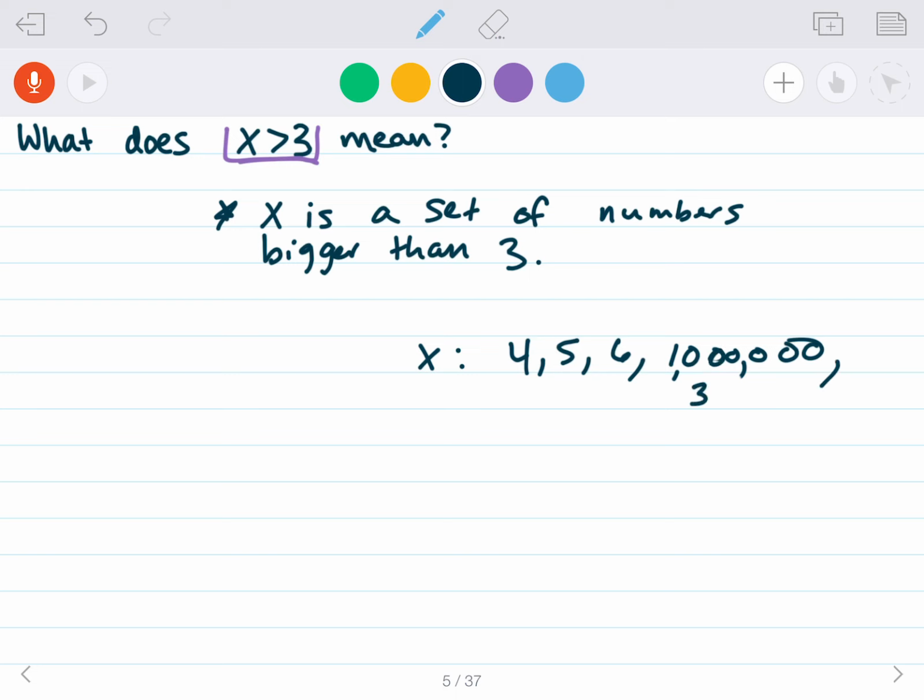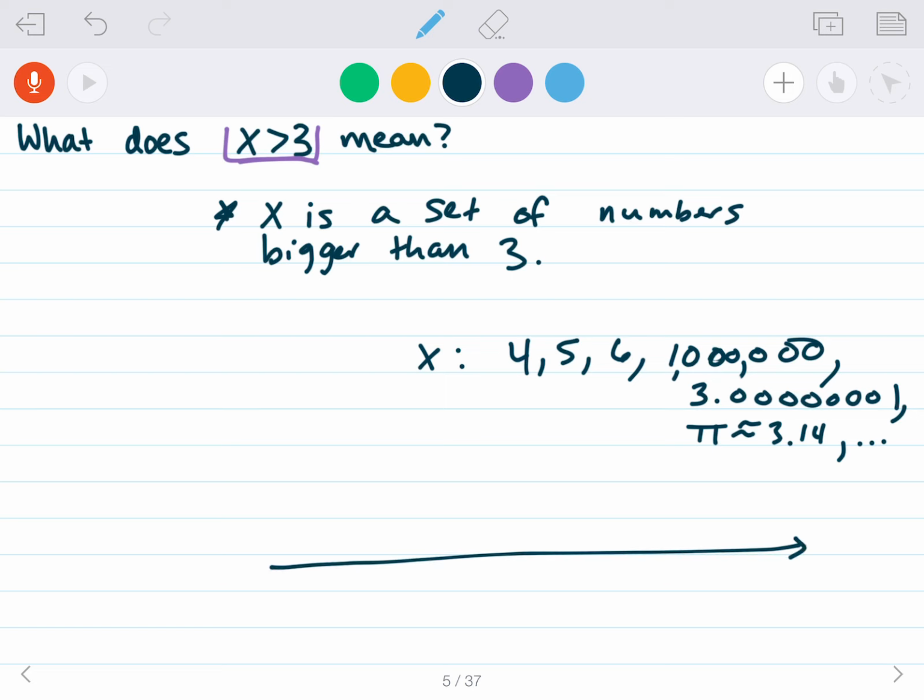How about 3.000000001? Isn't that number bigger than 3? Yeah. How about pi? Pi is approximately 3.14. That's bigger than 3. So the point is that there's an infinite number of numbers that are bigger than 3, right? So how can we represent that with a picture? How can we represent all numbers, every single number bigger than 3 with a little finite picture?